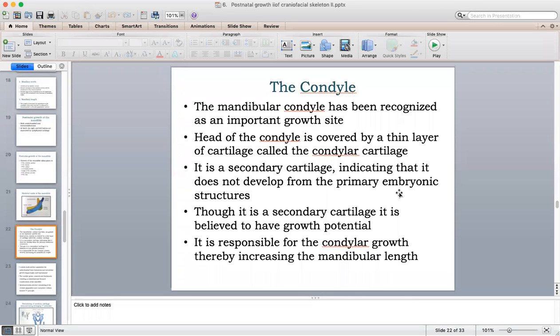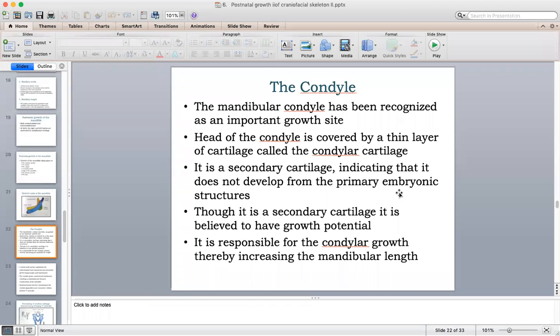Now, the head of the condyle is covered by a thin layer of cartilage, which is called the condylar cartilage. So, the condyle is an area where cartilaginous growth or endochondral growth occurs. It is a secondary type of cartilage, which means that it does not develop from the primary embryonic structure. Although it is a secondary cartilage, it has its own growth potential. It is responsible for the growth of the condyle, and it pushes the mandible forward.